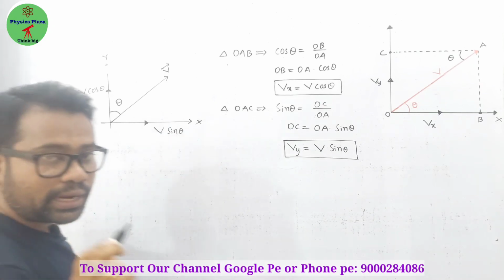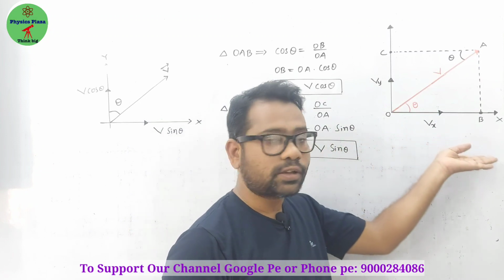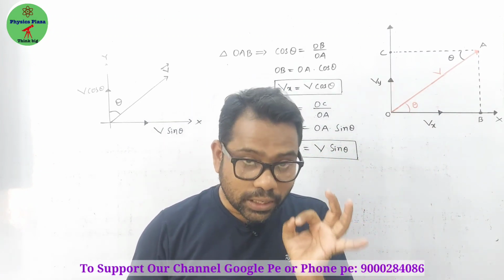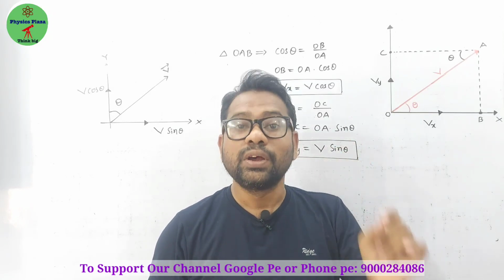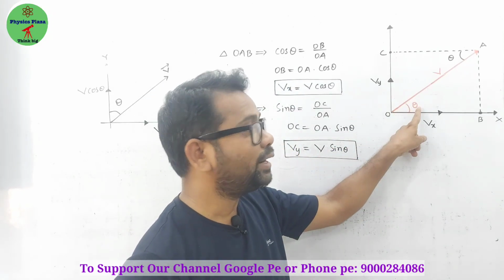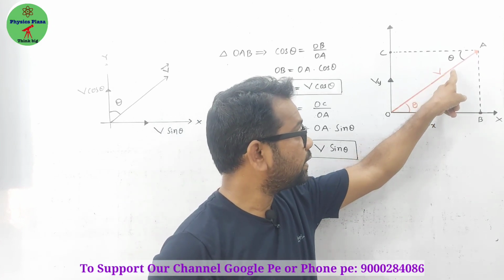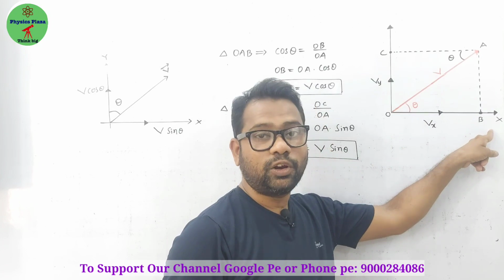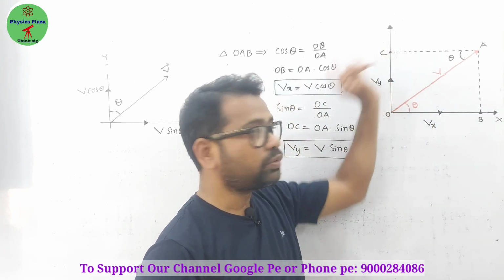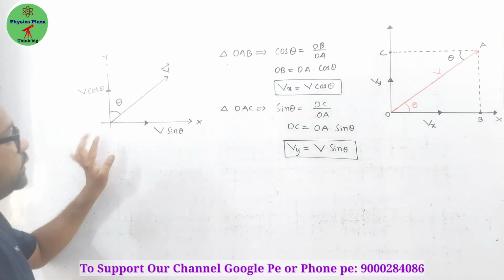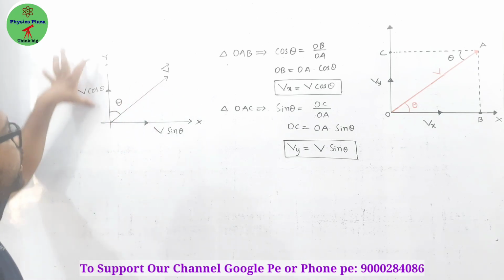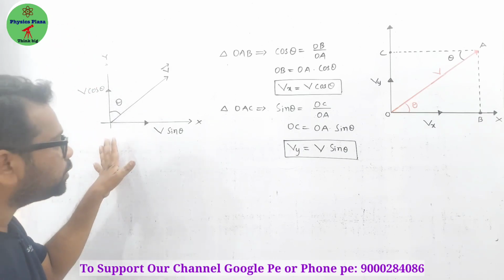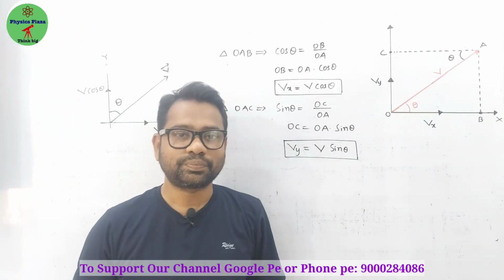Again I am telling you children, it is not that always along the x-axis it is cos theta and along the y-axis sin theta. No, that is a wrong concept. The correct concept is that we have to notice the angle made. See here, this vector is making an angle theta with the x-axis, so the horizontal component will be along the x-axis and the vertical component along the y-axis. But in this case, this vector is making angle theta with the y-axis, so the horizontal component will be along the y-axis, and the vertical component will be along the x-axis. Is that clear?